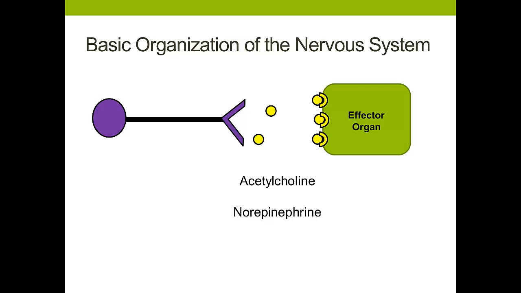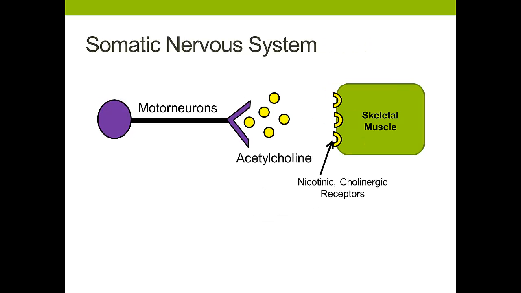For example, in the somatic nervous system, motor neurons send signals to excite skeletal muscle cells. When stimulated, the motor neurons have an action potential that spreads down the axon. This stimulates the release of the neurotransmitter acetylcholine from vesicles in the synaptic end bulb. Acetylcholine then diffuses across the synaptic cleft and binds to specific receptors on the motor end plate of the skeletal muscle cell.